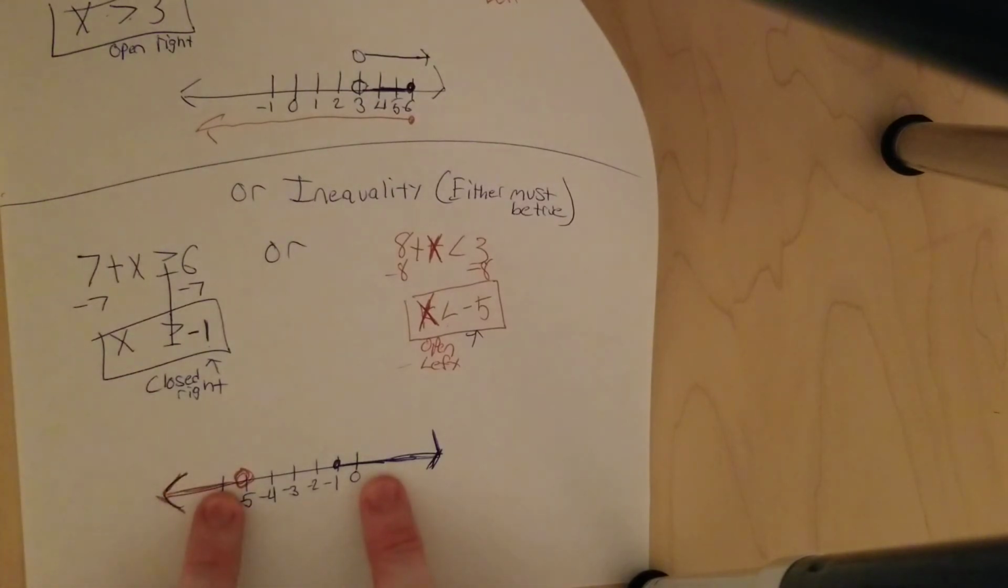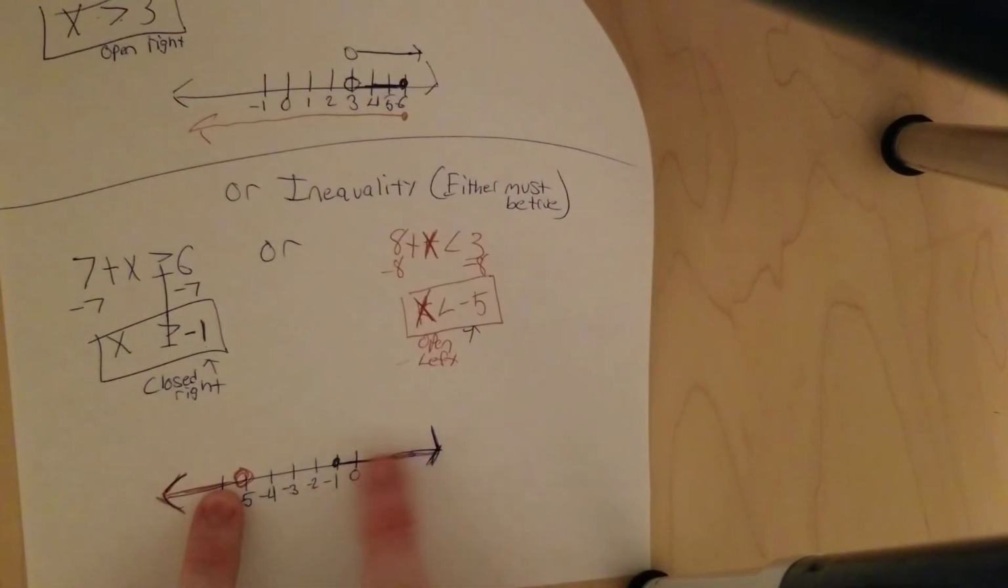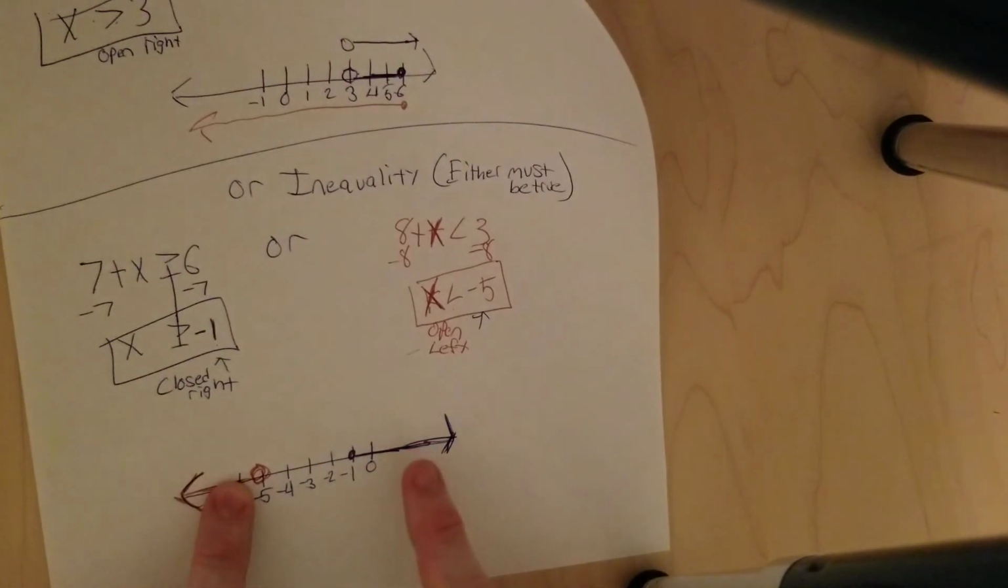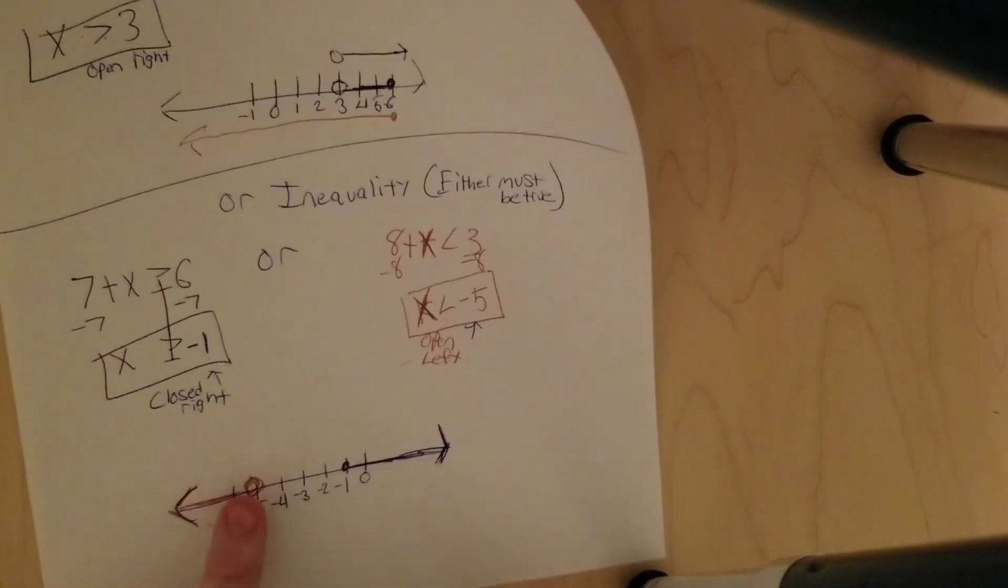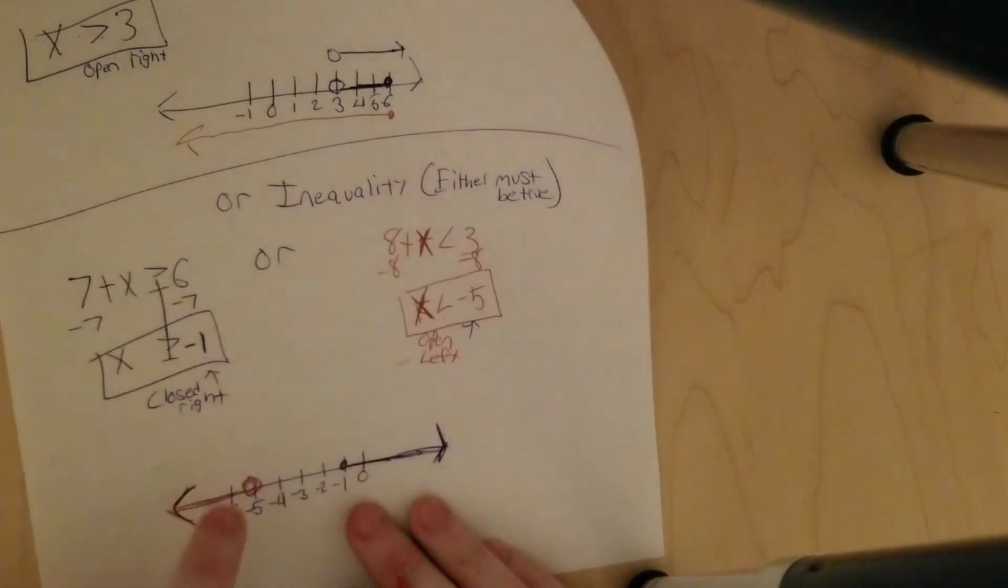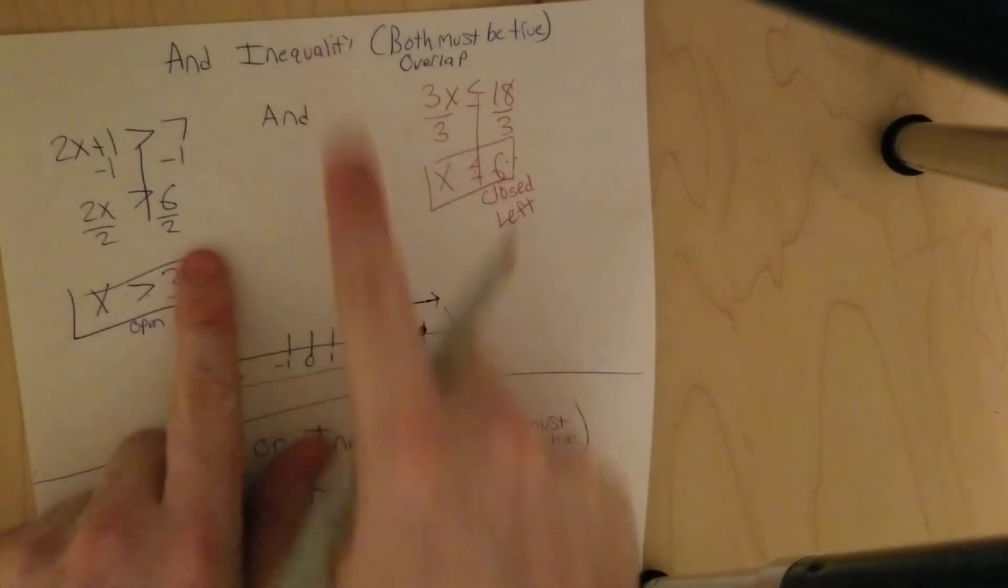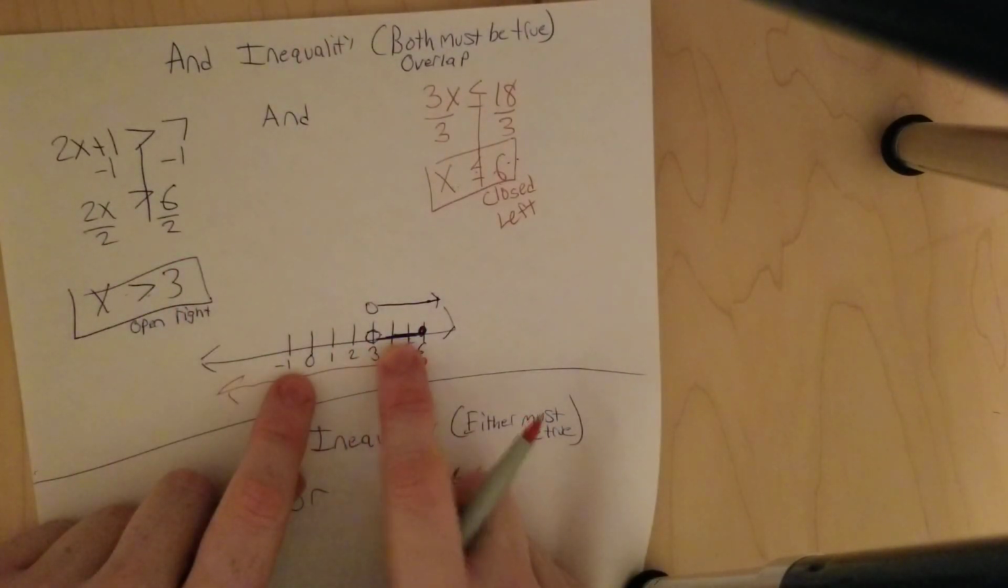And notice it doesn't overlap, but that's okay. Both pieces of these are part of our solution. They just go in opposite directions. They don't have to. They could overlap, but with an "or" inequality, you're just going to graph both and see what it covers on your line. It's only when you have an "and" inequality you're interested in the overlap, if that makes sense.